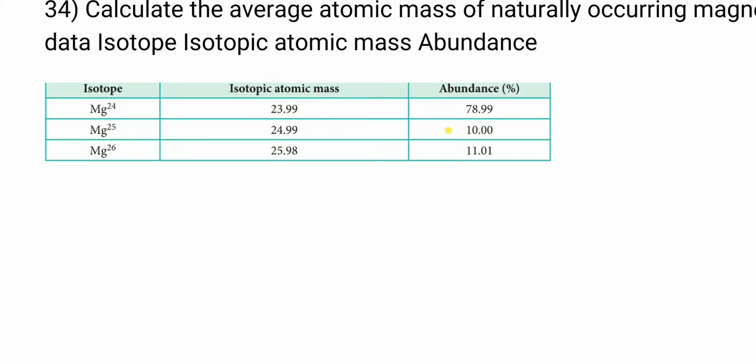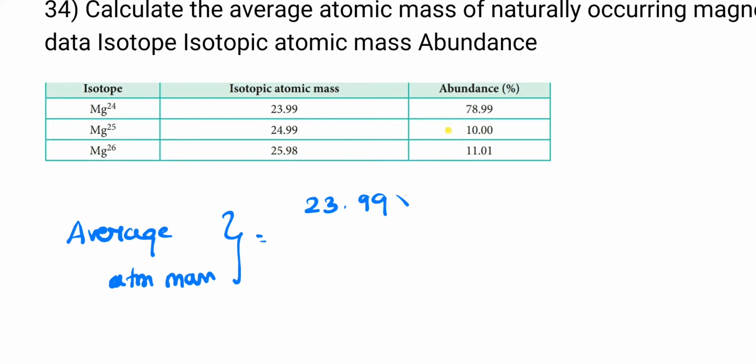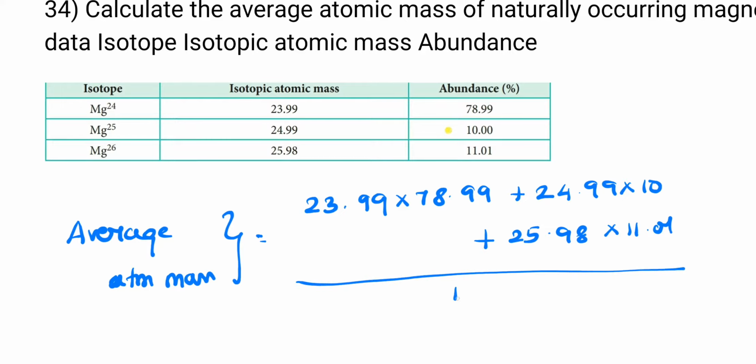Okay, it is a simple way to calculate the average atomic mass. ரொம்ப சிம்பிளாக இதோட ஆவரேஜ் அட்டாமிக் மாஸை calculate பண்ணலாம். எப்படி calculate பண்ணலாம் அப்படின்னா, see this one, that is average atomic mass. It is equal to, ரொம்ப சிம்பிள், that is isotopic atomic mass எவ்வளோ வருது? 23.99. What is the percentage? Into 78.99 plus 24.99 into 10 plus 25.98 into 11.01, the whole divided by 100.